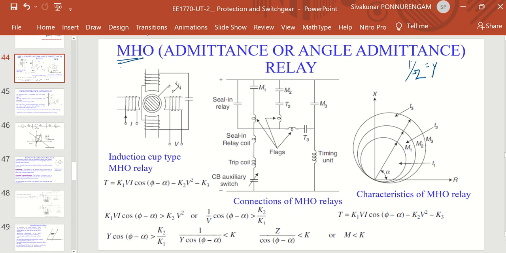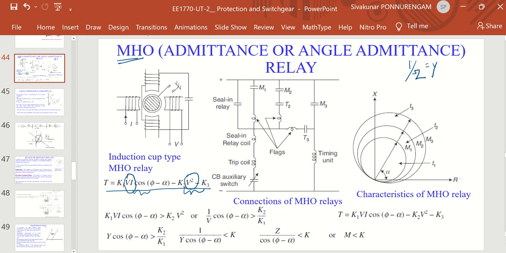First, we are going to see the difference in terms of the torque equation. Here there are two quantities we are going to consider: one is the operating quantity, and the other is the restraining quantity. One quantity is a function of the voltage square, and the other is a function of V into I.